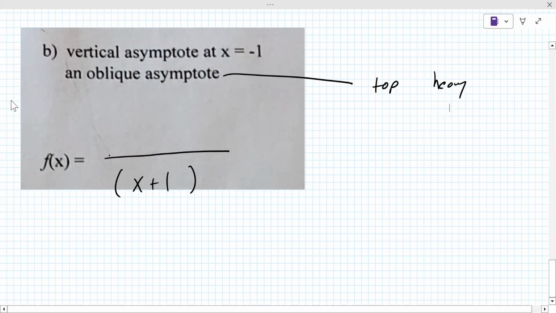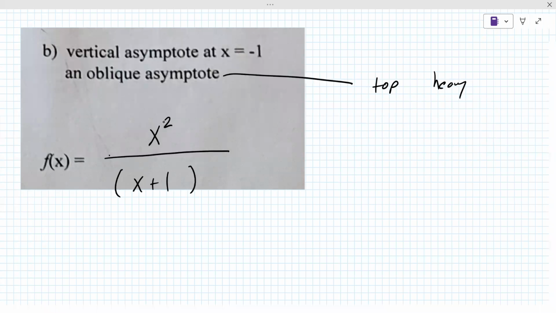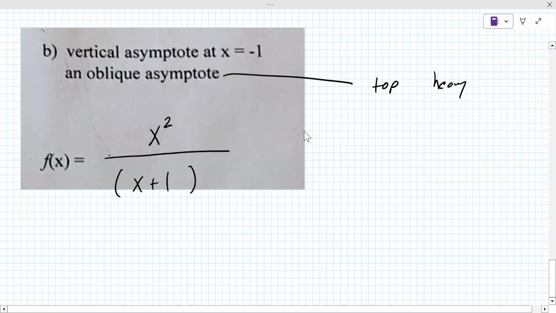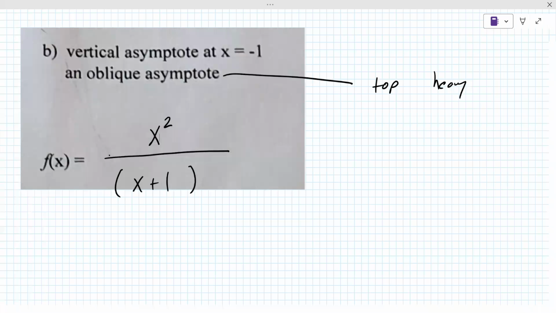So all you've got to do here is come up with something on the top. And what most students do is they try to overcomplicate this. This is sufficient right here. This is now top heavy. You don't need to add anything else here. Things like that. All right. So on to 3.